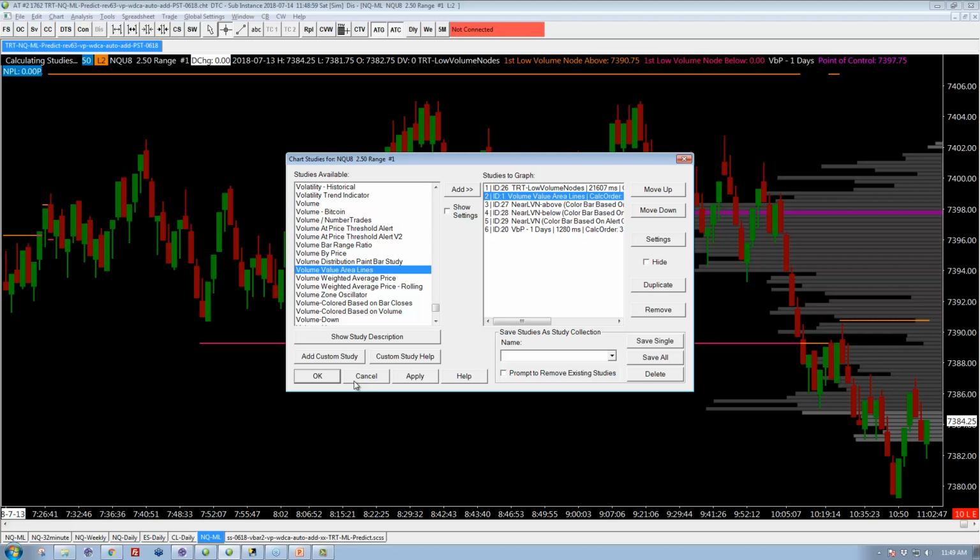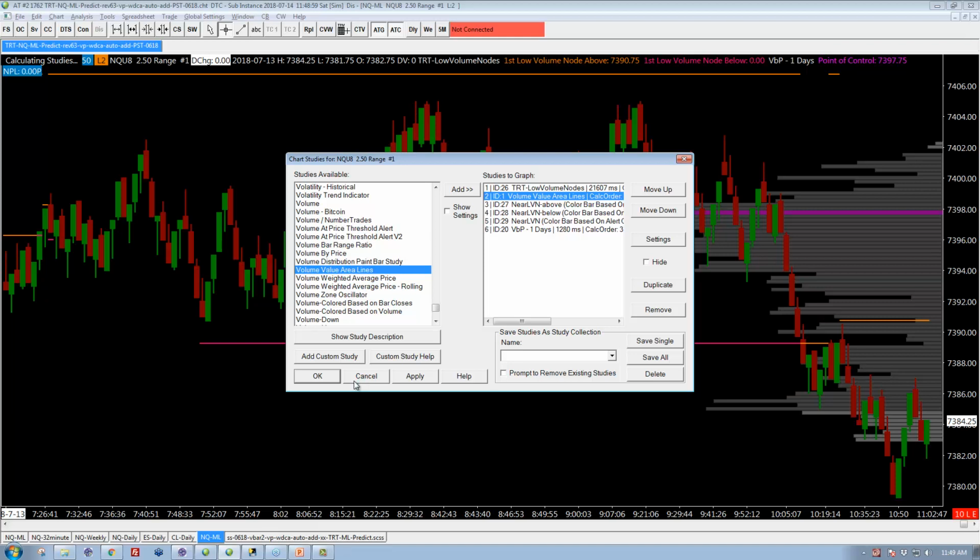where the value area was during the day for each bar. And so now if you think about it, you can separate it into 3 sections. A low volume node above the value area, a low volume node in the value area, and a low volume node below the value area.